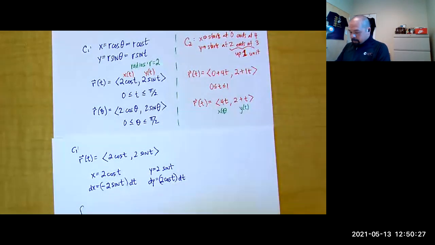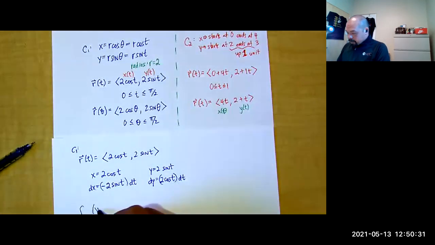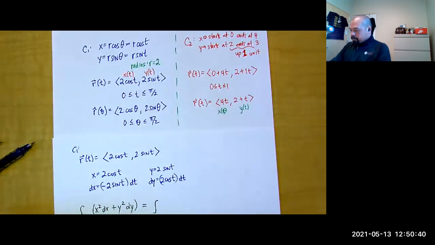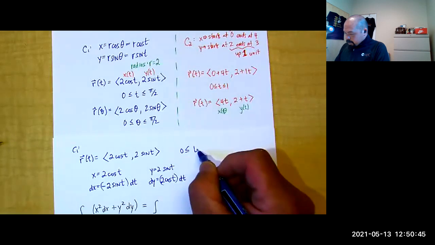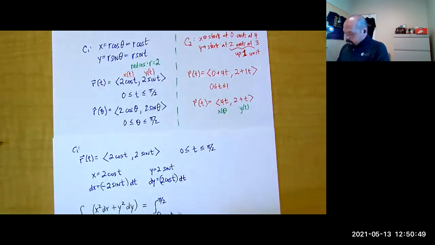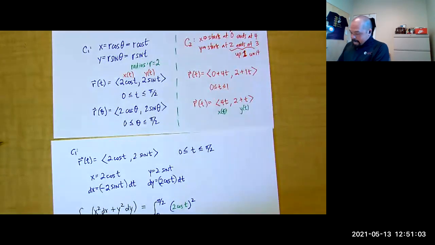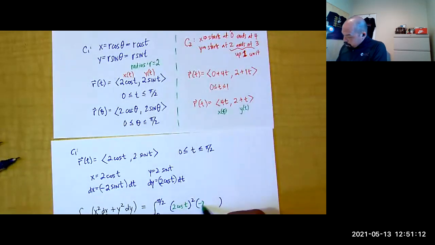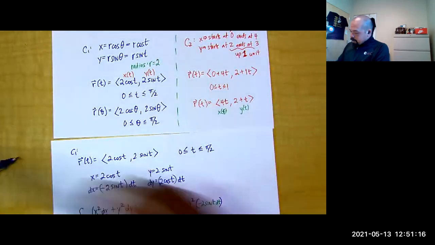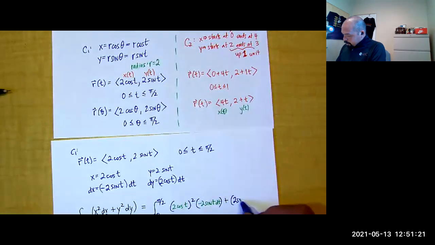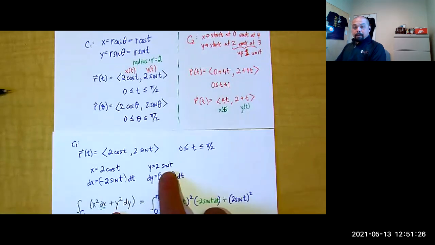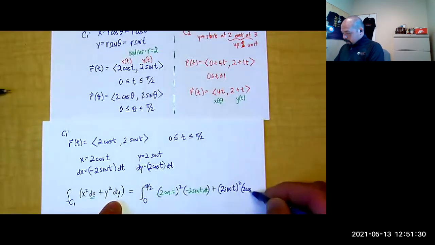So that integral across C1 of x squared dx plus y squared dy, that component of it becomes this integral, and t went from 0 to pi over 2, of x squared, x was 2 cosine t squared, dx is negative 2 sine t dt, plus y squared, 2 sine t squared, sorry, I kept it in blue there, times dy, 2 cosine t dt.